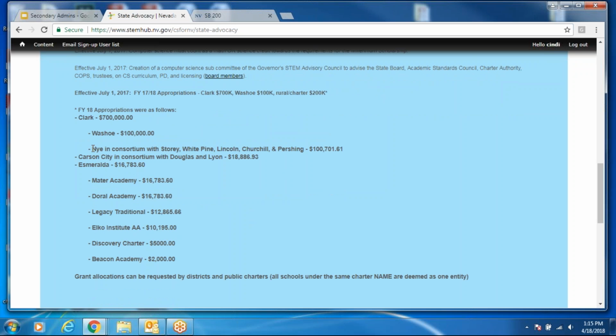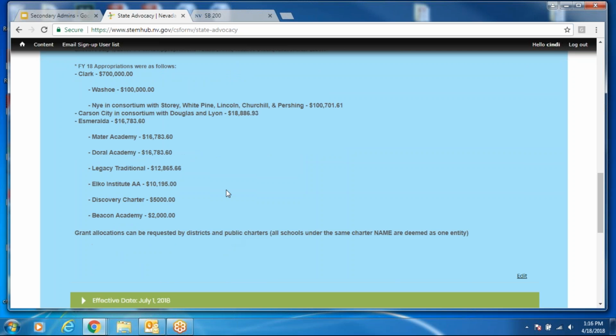You can see in this case a lot of our rural districts joined in consortiums, and then were allotted that funding accordingly. And then we have our districts that applied, received funding based on what their needs were, or what the breakdown of the allocation was. One important point, all schools that are under the same chartered name are deemed as one entity, just so it's more in alignment with what the districts are doing with their various schools.